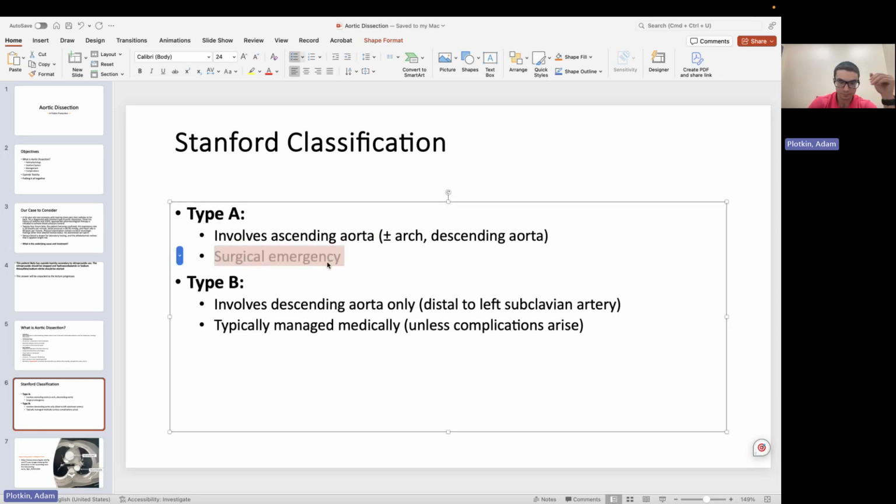We act now. If it's type B, it doesn't touch the ascending aorta. It involves the descending aorta only, distal to the left subclavian artery. It's typically managed medically unless complications arise. So again, type A has to involve the ascending aorta. It can extend into the descending aorta. Surgical emergency, go, go, go. Type B doesn't touch the ascending aorta. It picks up after the left subclavian artery. We typically manage it medically unless complications arise.